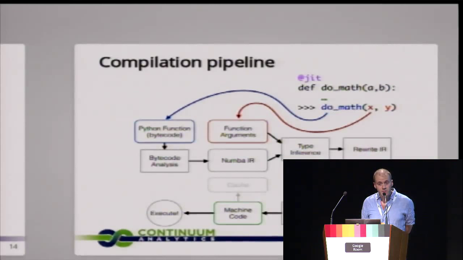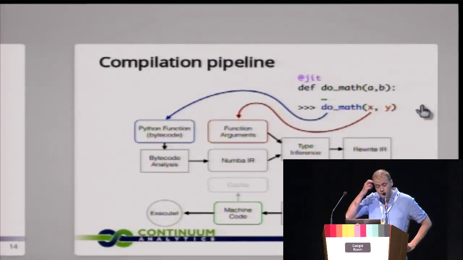After the type inference pass, there's a pass which deals with rewriting the IR. So it's an optional pass which does some optimizations. The next pass is lowering. Lowering is from the LLVM jargon. It means that you take a high-level language, which is Numba's IR, and you lower it to something very low level, which in this case is LLVM IR. And then we ship everything to the LLVM JIT, which produces machine code, and we execute it.